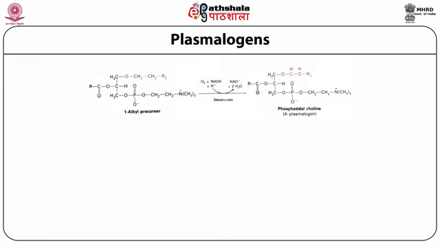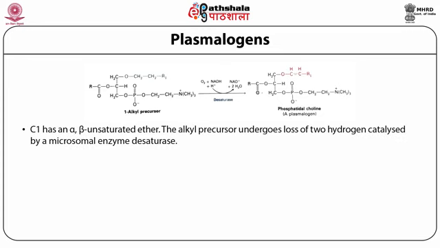Plasmalogens are also ether phospholipids. Their structural characteristic is that C1 has an alpha beta unsaturated ether. The alkyl precursor undergoes loss of 2 hydrogens catalyzed by a microsomal enzyme desaturase. The reaction actually is similar to the one which takes place when a double bond is introduced into saturated long chain fatty acids during their synthesis. The reaction requires NADH and oxygen and participation of cytochrome B5.